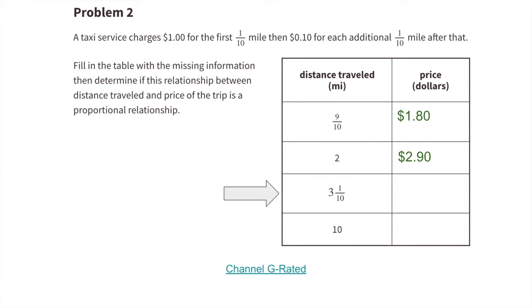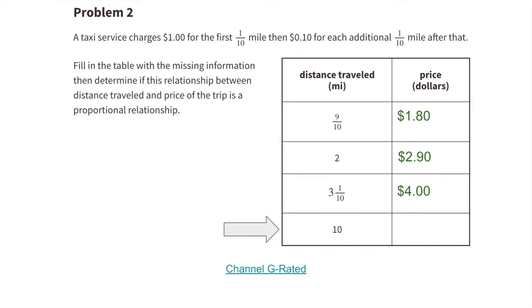When the distance traveled is 3 1/10 miles, that's the same as 31 tenths of a mile. The first tenth would be $1, leaving 30 tenths left over, or 30 dimes. And 30 dimes is $3. So $1 plus $3 is $4. To travel 3 1/10 miles, it would cost $4.